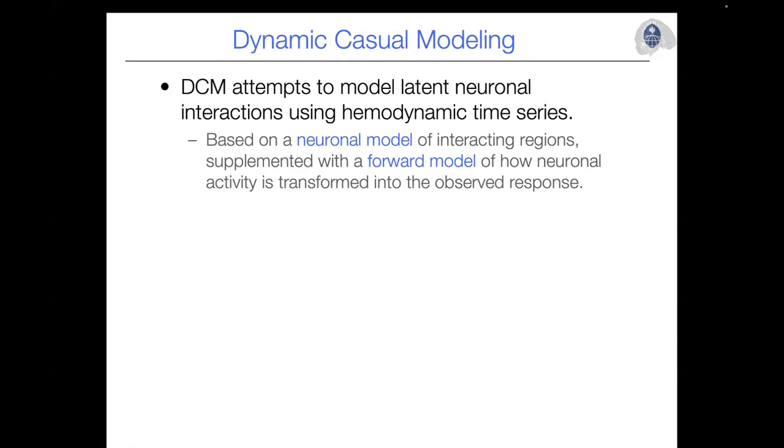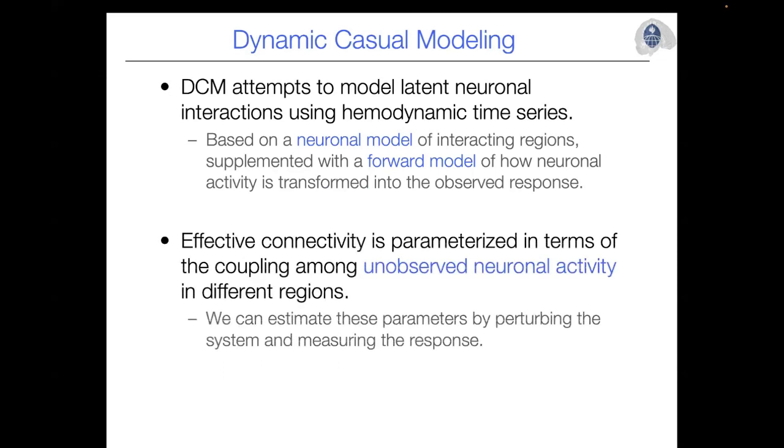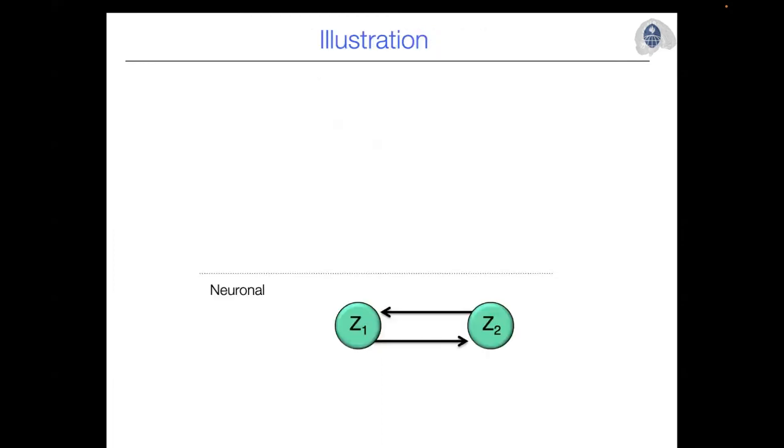Dynamic causal modeling is something that's very related to this, but it's much more ambitious, actually. Basically, it tries to do a two-level model. One, you have a latent neuronal model that shows how different brain regions interact. And this is supplemented with what's called a forward model of how this neuronal activation is transformed into the observed responses. I'm going to make this little cartoon here: we have two regions, I'm going to call them Z1 and Z2, and they're communicating with each other in this way on a latent neuronal level, which I'm not privy to.